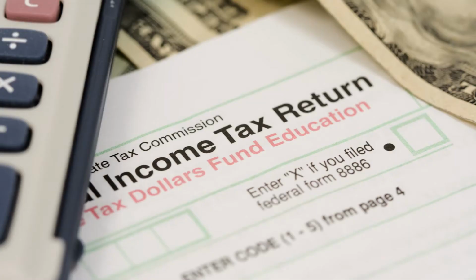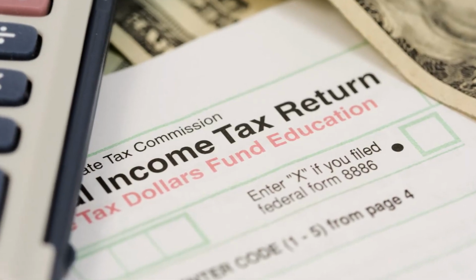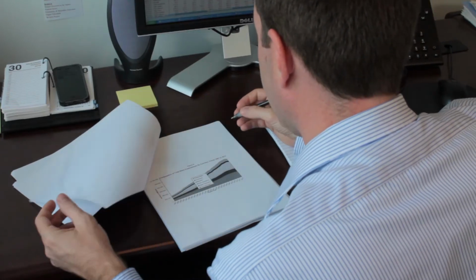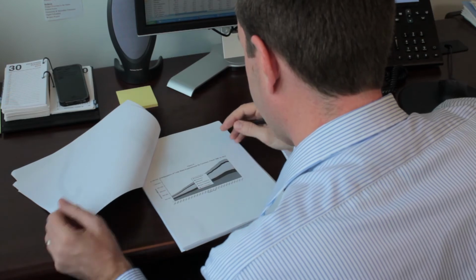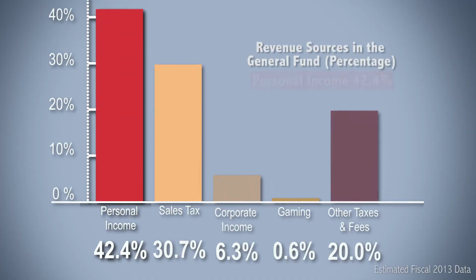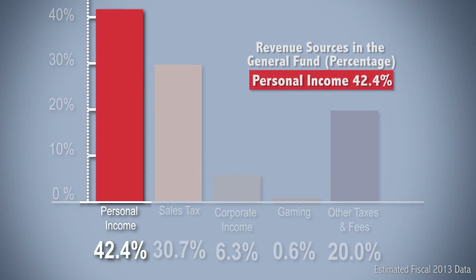41 states have a broad-based income tax, which is a tax on how much income you make during the year. The income tax is calculated as a percentage of one's income. The state sets the percentage by law. The percentage rate sometimes varies depending on how much income you earn. Income tax generates about 42% of all state revenue in the general fund.